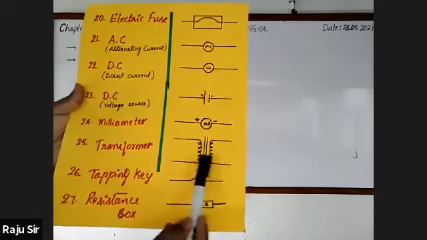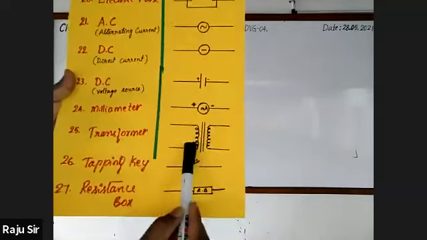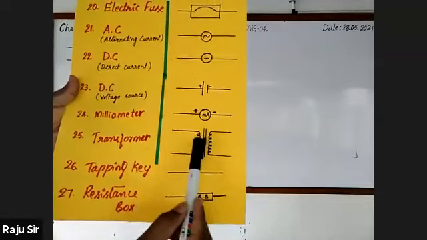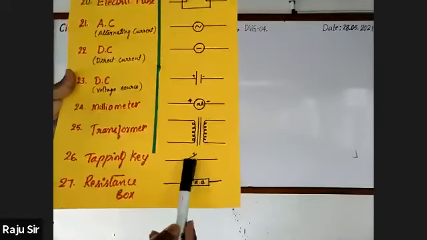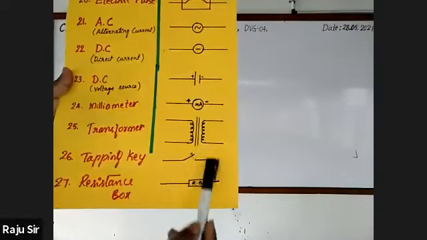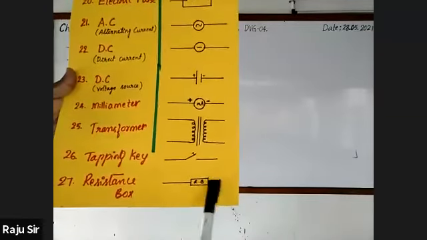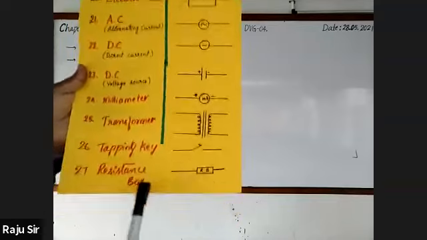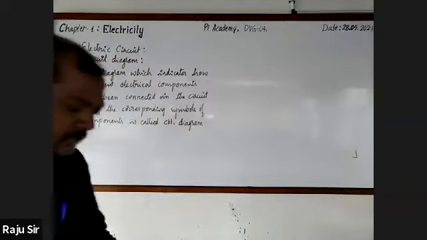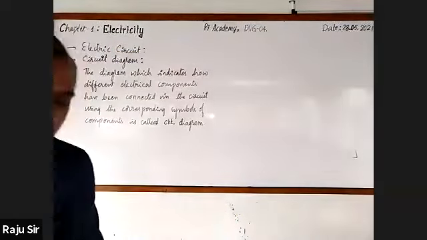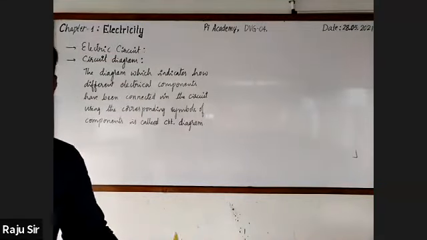25th one, it is the symbol of transformer. It is additional information only. Next, 26th, it is the symbol of tapping key. And 27th one, it is resistance box. So these are some important electrical components which we use commonly.